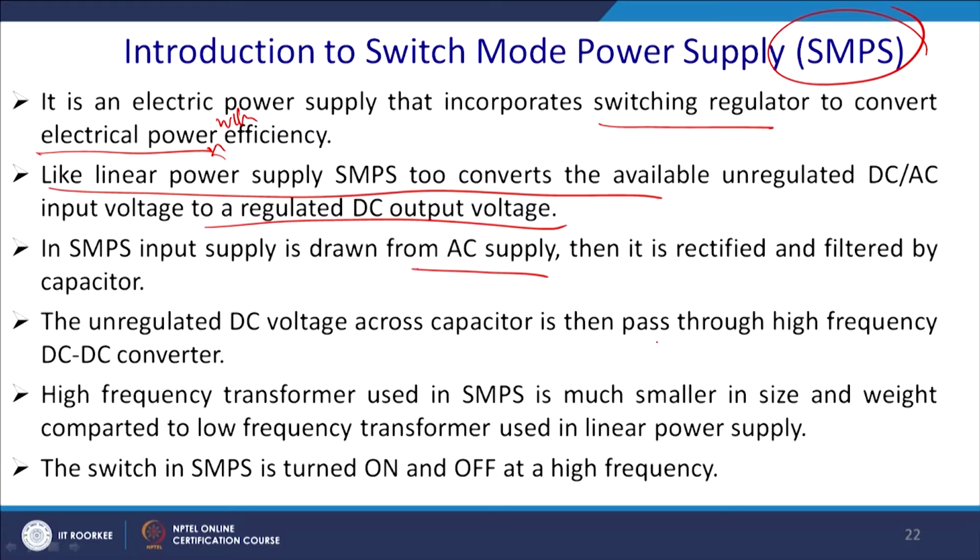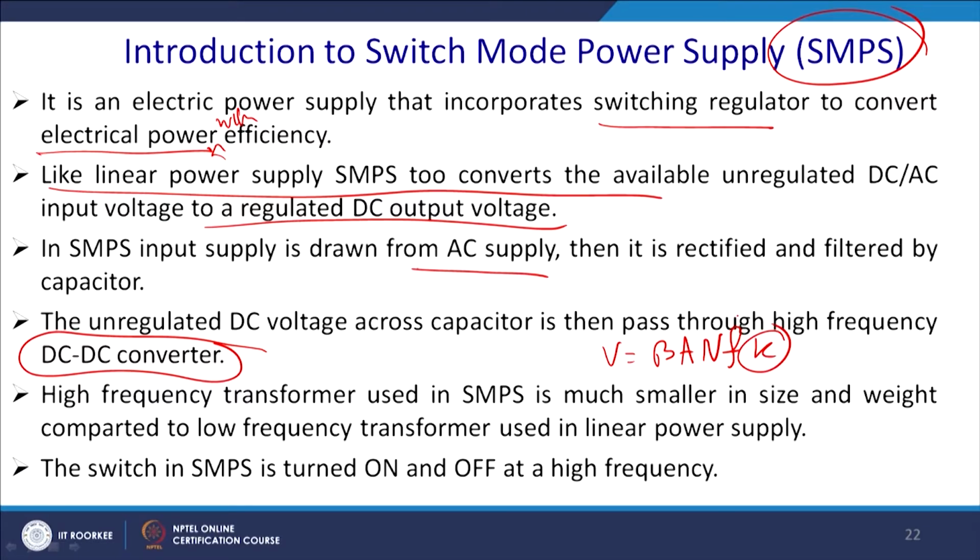Nowadays, the modern way of rectification is the PWM rectification, which we have already discussed. The unregulated DC supply across the capacitor then passes through the high frequency DC to DC converter, because in between you have a high frequency magnetics. The high frequency transformer used in SMPS is small in size, since you know that V equals B A N F, there will be a constant.